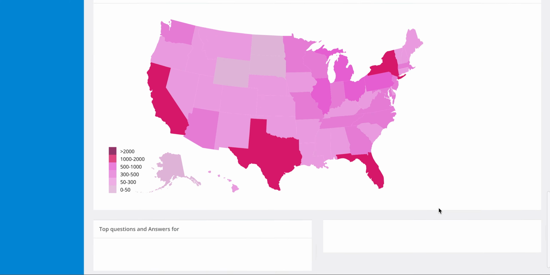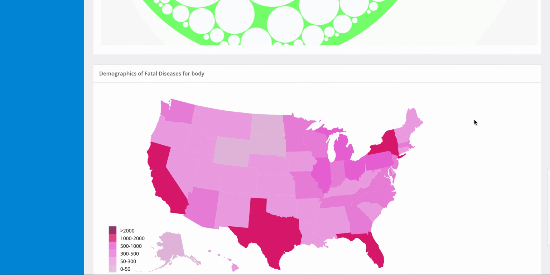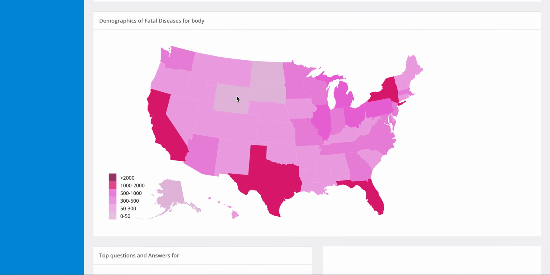Then this one which we have is a demographic map where we show the fatal diseases or the casualties that happened in different states for the body part. Whichever diseases are relevant to the body part and cause fatalities are marked here as a heat map. As you scroll, it shows us the information: let's say California has 1484 cases, Arizona has 337 cases, and Texas has 1050 cases of casualties in the body parts alone, from the given data set.